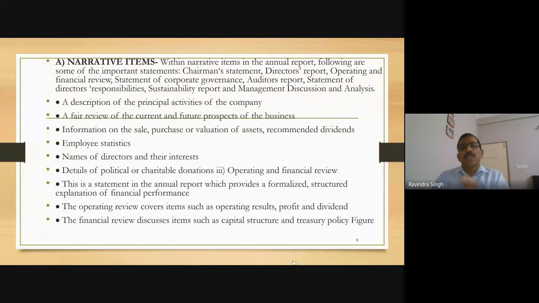नरेटिव आइटम्स, within narrative items मैंने आपको बता दिया कि चेयरमैन स्टेटमेंट, डायरेक्टर स्टेटमेंट्स, एक डिस्क्रिप्शन. आप अभी जो स्टेटमेंट आता है तो what they write in these statements, that is the description of the principal activity of the company, a fair review of the current and future prospects of the business.